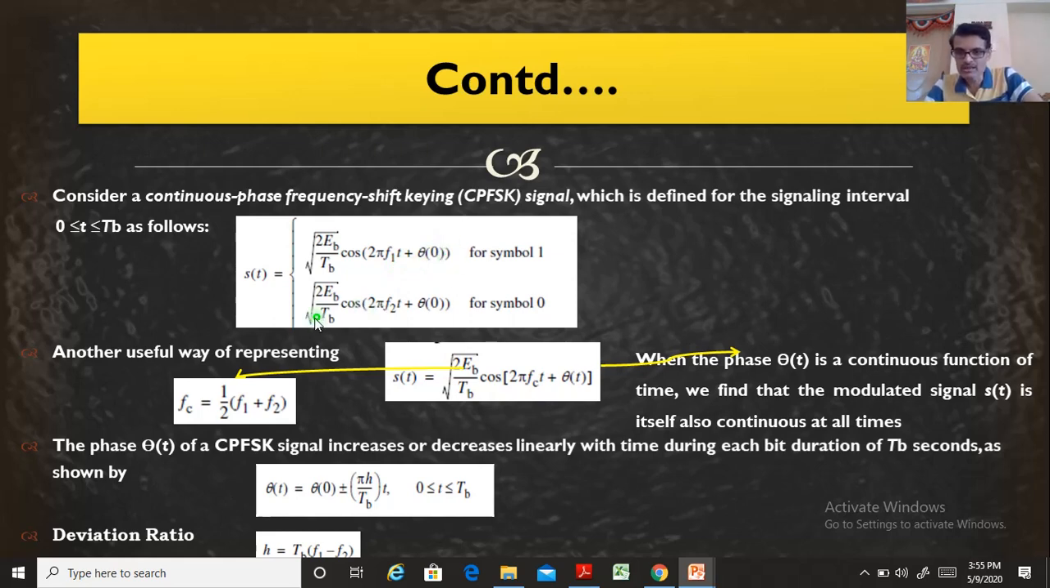For a binary 0, again, this is root of 2Eb by Tb cos(2 pi f2 t plus theta of 0). So we are switching between the two frequencies. There is a phase information also. The phase is theta of 0. What is this theta of 0?